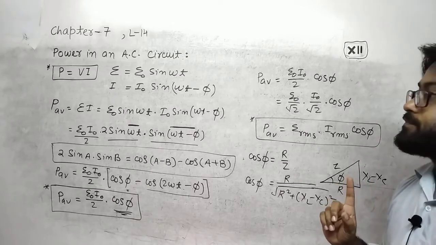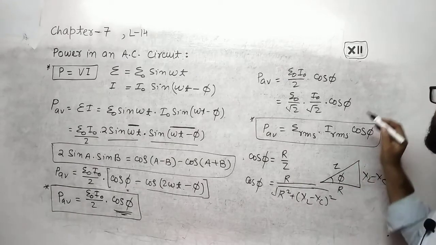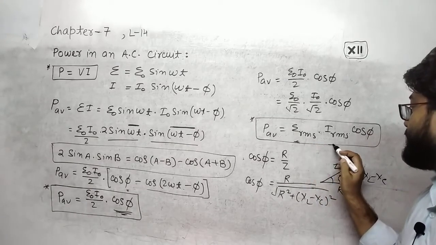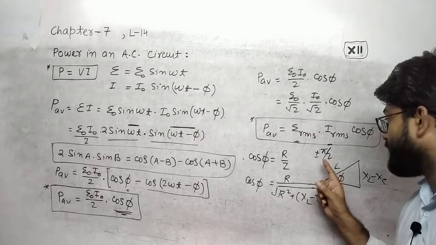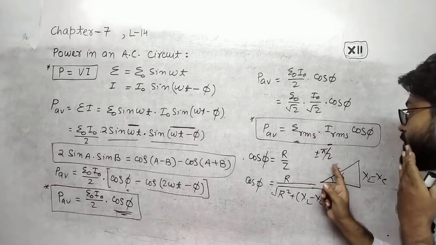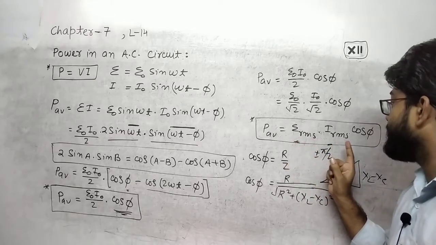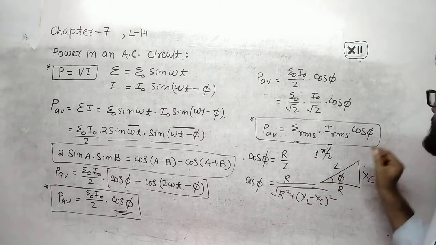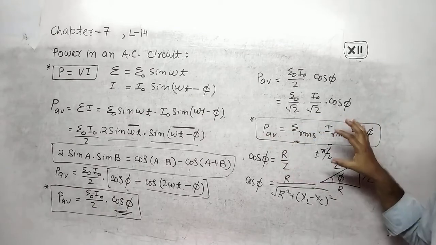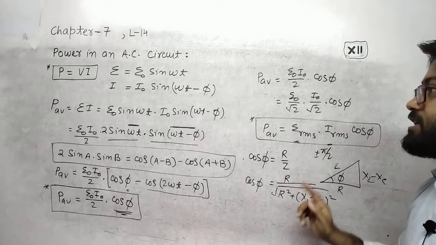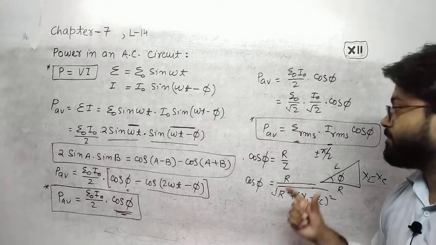But if the circuit is purely inductive or capacitive, the angle between E and I will be plus or minus pi by 2. In case of an inductor it will be plus pi by 2, and in case of a capacitor it will be minus pi by 2. So the phase difference between E and I will be plus or minus pi by 2. Cos of pi by 2 is 0, which means the average power in a complete cycle, in the case of an inductor and in the case of a capacitor, will be 0.